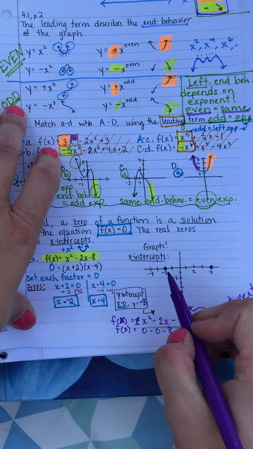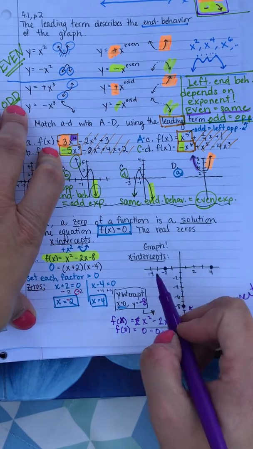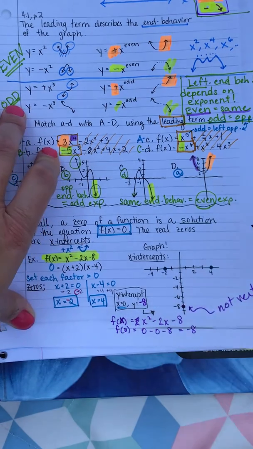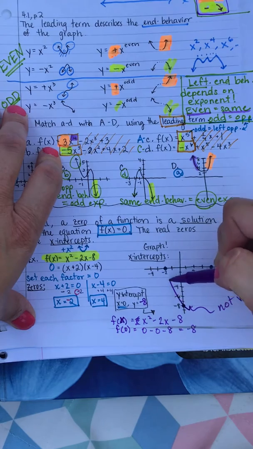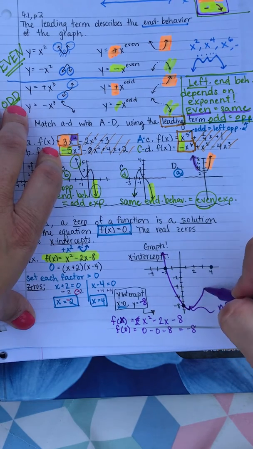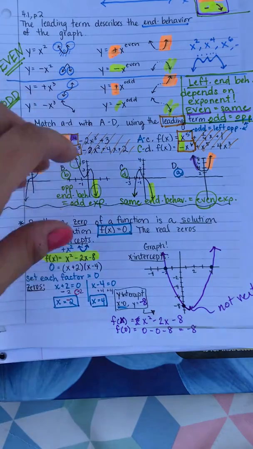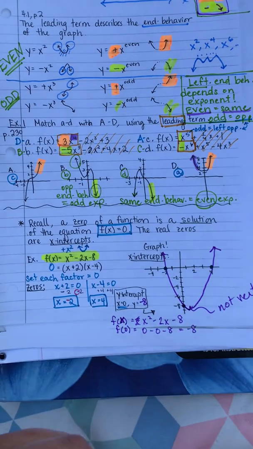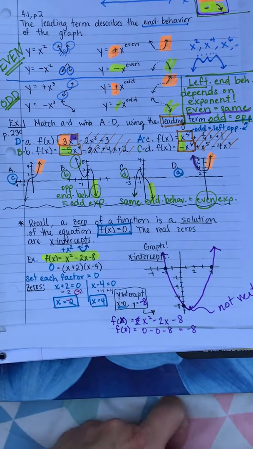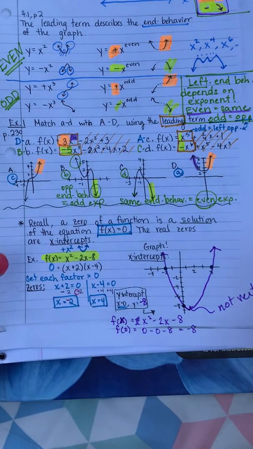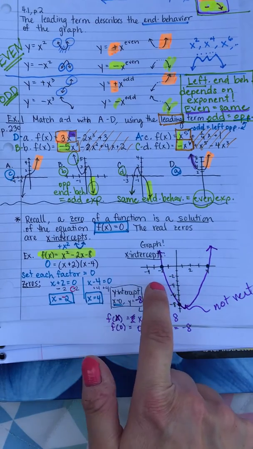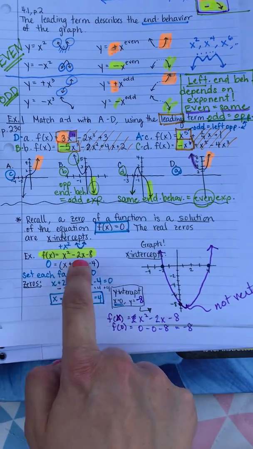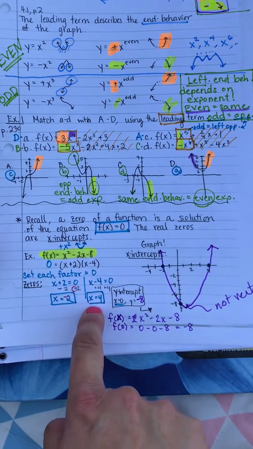It is not equidistant between negative 2 and 4. Your vertex will be equidistant between them. So my parabola is going to be somewhere like, I don't know, something like that, okay? So I did not find my vertex. You could find the vertex of that parabola, but I'm not going to. Okay, so that is how we sketch a function. We're given a function, we factor it, we find our zeros, and then we plot them.